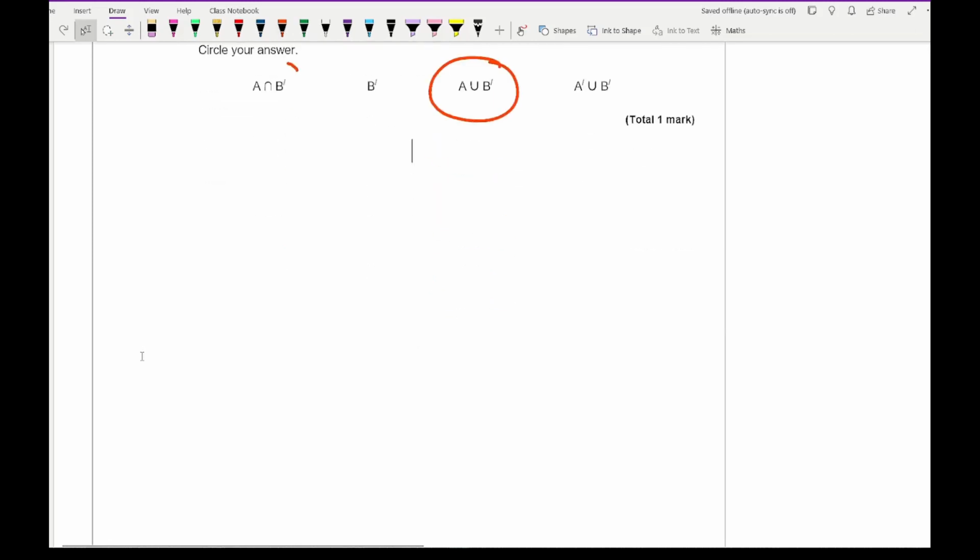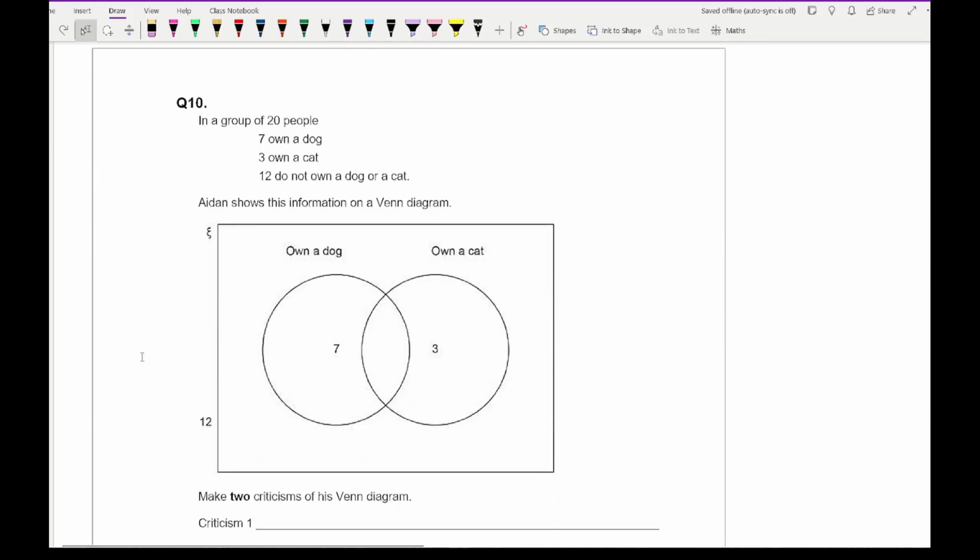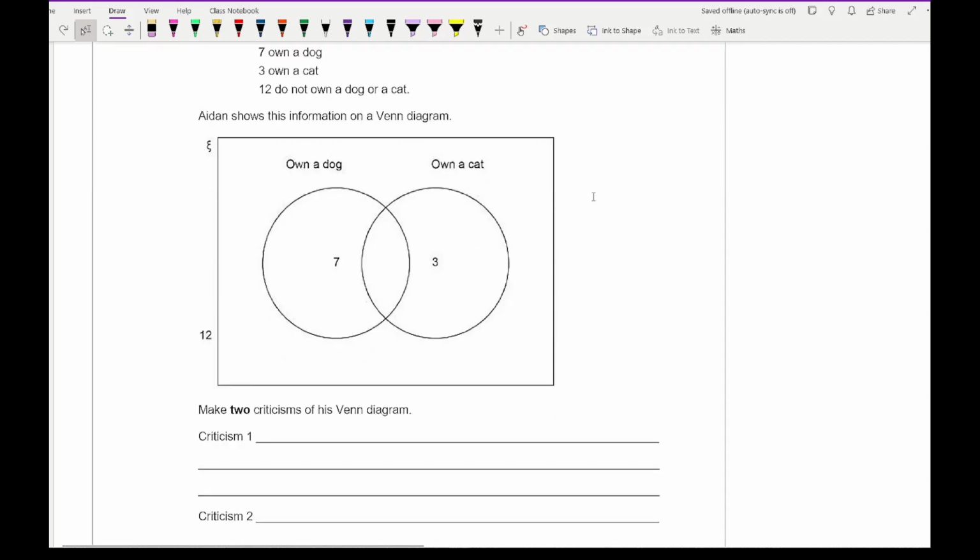Then moving on to question 10, it says in a group of 20 people, 7 people own a dog, 3 own a cat, 12 do not own a cat or a dog. And it says, Adrian shows information in a Venn diagram. Make 2 criticisms of the Venn diagram. Well, one criticism is that there's no number in the middle.